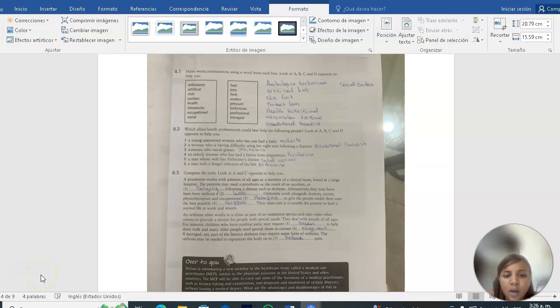Complete the text. Look at A and C opposite to help you. A podiatrist works with patients of all ages as a member of the clinical team. Based in a large hospital, the patients may need help as the result of an accident or surgery. Following on from this, they may have diabetes. Alternatively, they may have a missing limb.